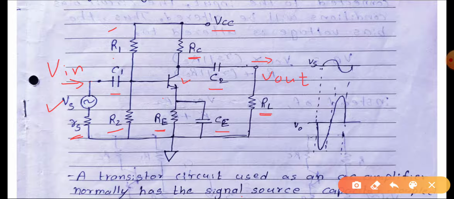You are giving your input to the base to emitter junction, and you are collecting your output between the collector to emitter junction. So here the emitter is common for both the input and output, that is why it is called a common emitter amplifier.